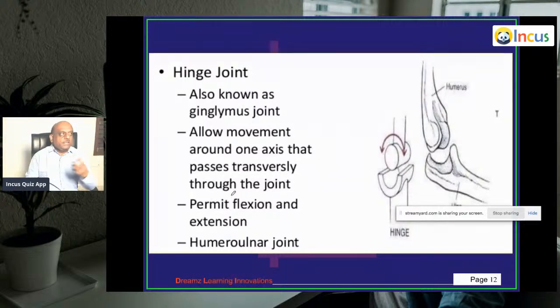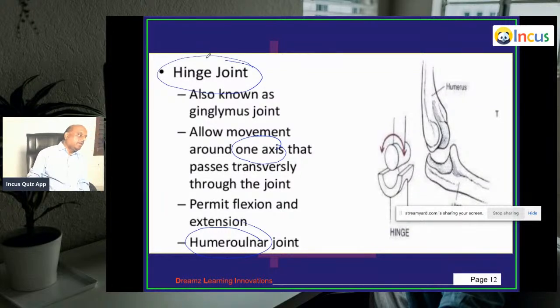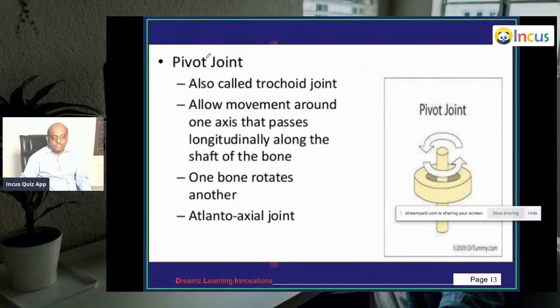Hinge joint is like the door of your room, which you open and close. There is a movement around one axis that passes transversely through the joint. Suppose you are doing a movement, the axis is transverse to the joint. So the humero-ulnar joint is an example. It will permit flexion and extension. That is the hinge joint, is what you need to remember.